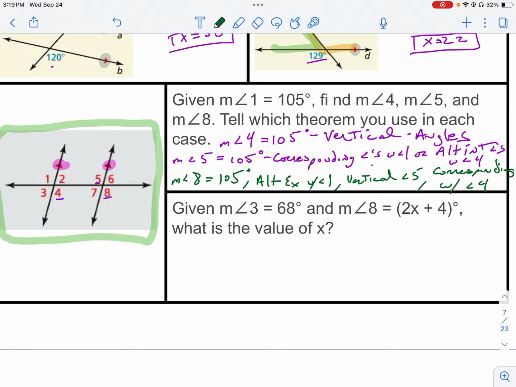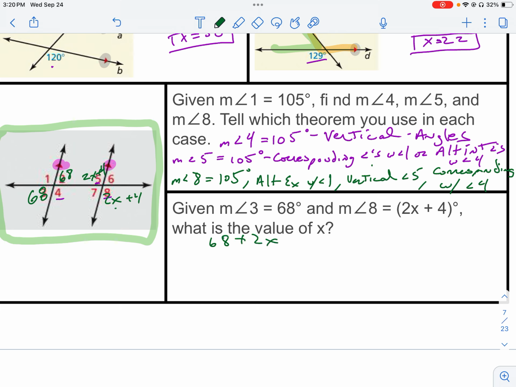All right, so we're going to use the same diagram, but we're going to put different information into the diagram. So given that the measure of angle 3 is 68 degrees, so we've got a 68 right here, and the measure of angle 8 is 2x plus 4, what is the value of x? Well, that's 68, this is 68. If 8 is 2x plus 4, 5 is 2x plus 4, which makes them supplementary angles.